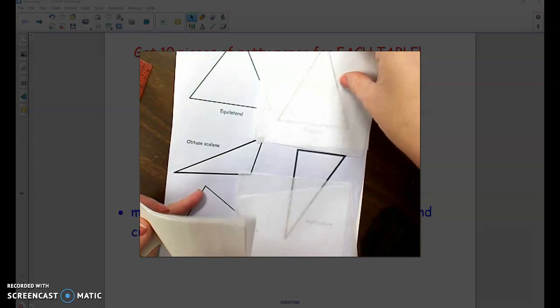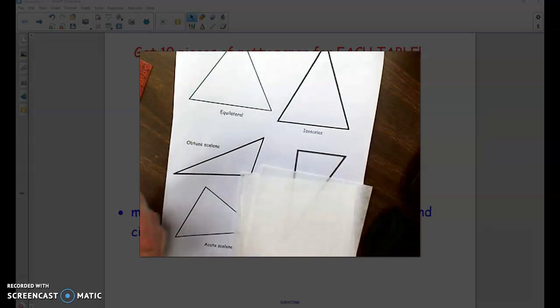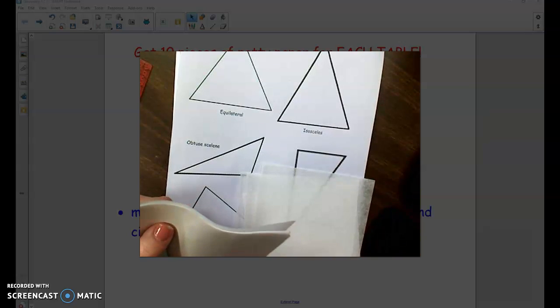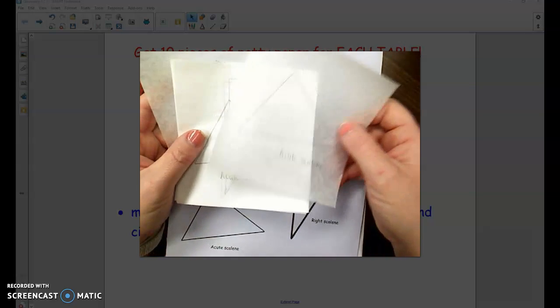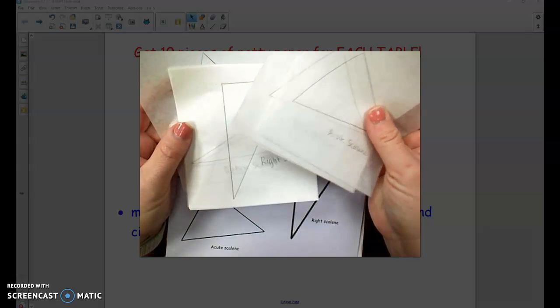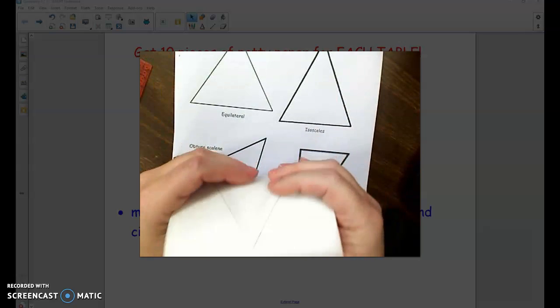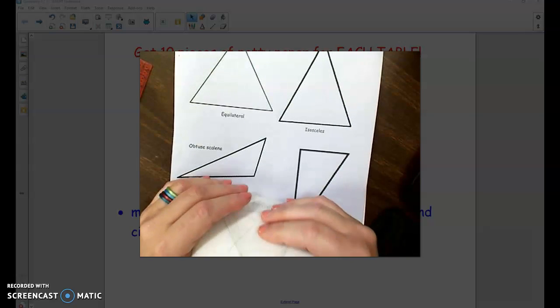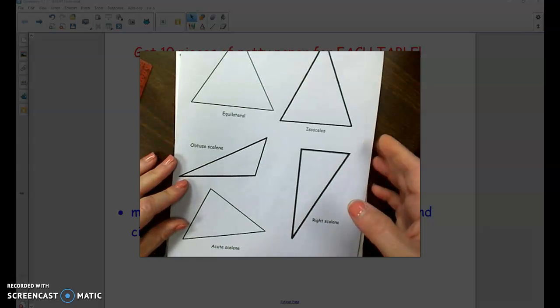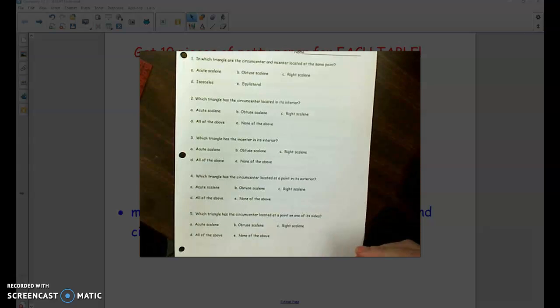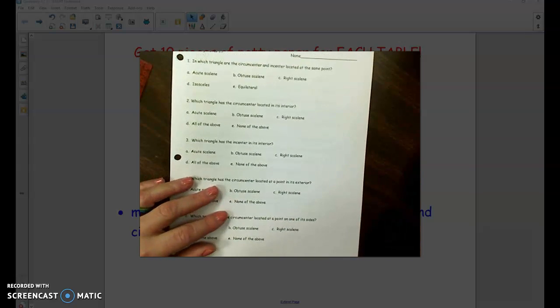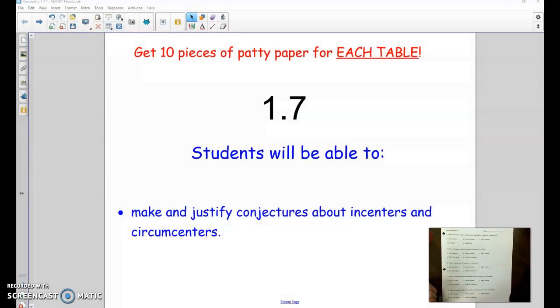Okay, so I'm going to go ahead and pause this, and you also pause it and get those traced. Okay, so you should have 2 acute scalene, 2 right scalene, 2 obtuse scalene, 2 isosceles, and 2 equilateral triangles that are all traced and ready to go. So you will not need this sheet any longer. You'll be looking at your notes as we're talking about a few things.